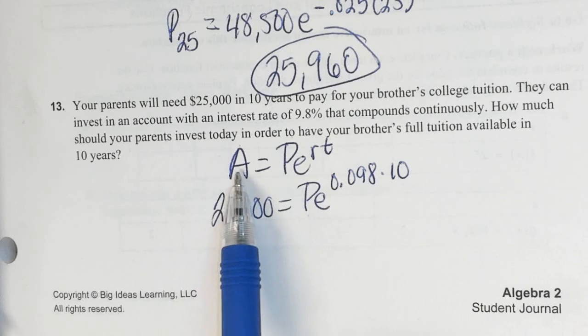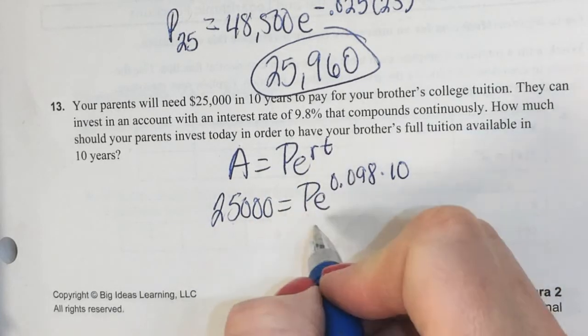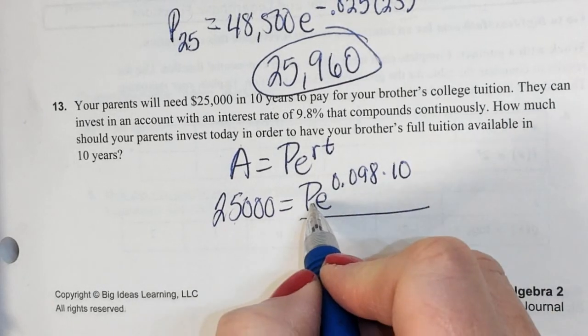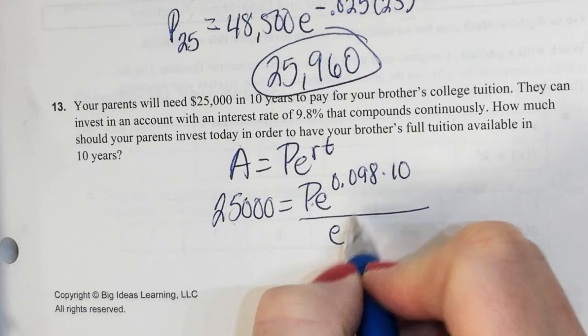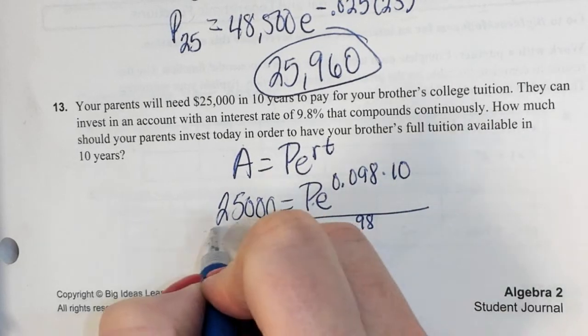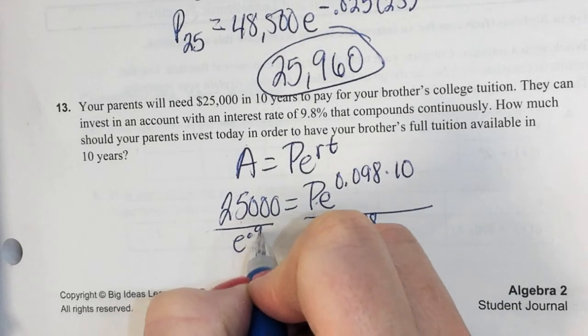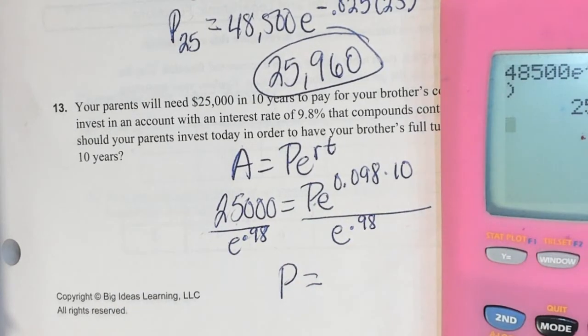Right. A represents our end amount. So that's what we want to have at the end. We don't know how much we have at the beginning. So that's why that's our variable. So to solve this then, I just have to divide, because to undo multiplication we would divide. So this is e to the, multiply that by 10, that's 0.98. So we would just divide both sides by e to the 0.98, and that should give us our number.